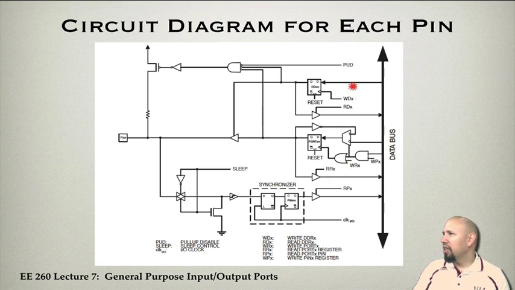PUD. So there's WPx, WDx, RDx, WRx, RPx, and so forth. All of these signals, and these are what those things refer to: pull-up disable, sleep control, I/O clock. The I/O clock you can see coming in here. There's a write to DDRx, a read of DDRx, and so forth. This is what the circuitry looks like internally, and all these are connected to the data bus. There's a lot of stuff going on here.